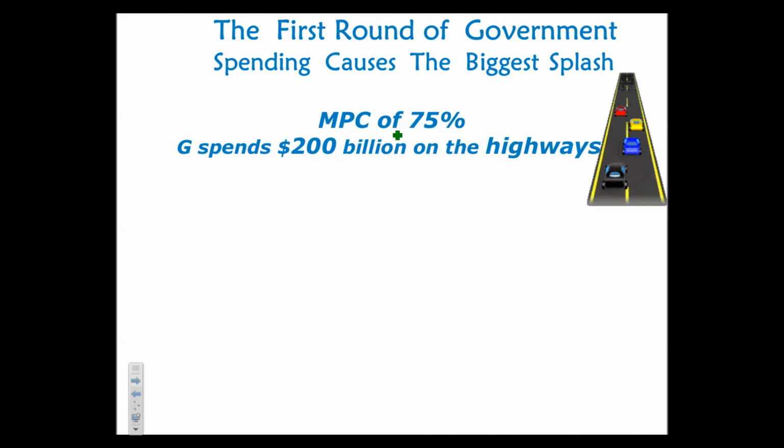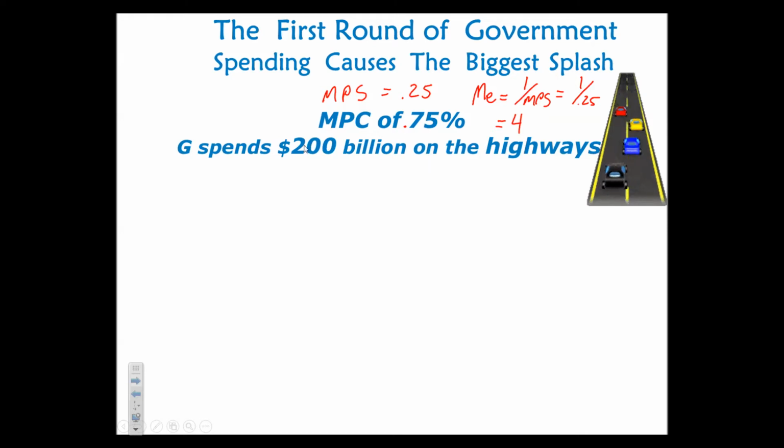So if the MPC is basically 0.75, then the MPS is 0.25, and then our expenditure multiplier, which is 1 divided by MPS, becomes 1 divided by 0.25, therefore 4. So what this indicates to us is that spending of $200 billion should increase GDP by 4 times $200 billion. So let's see how it works.